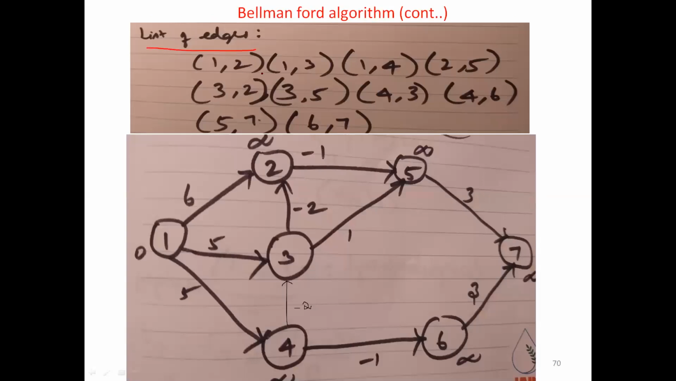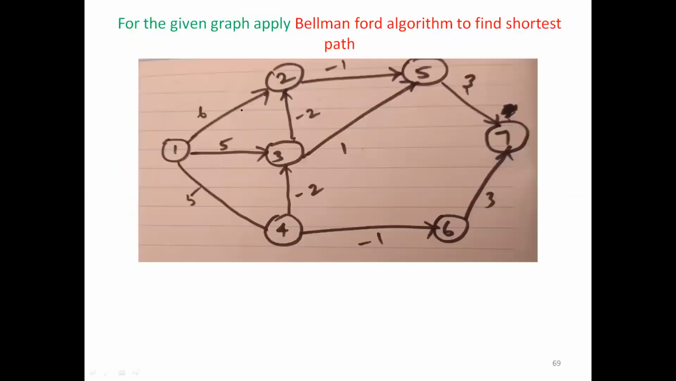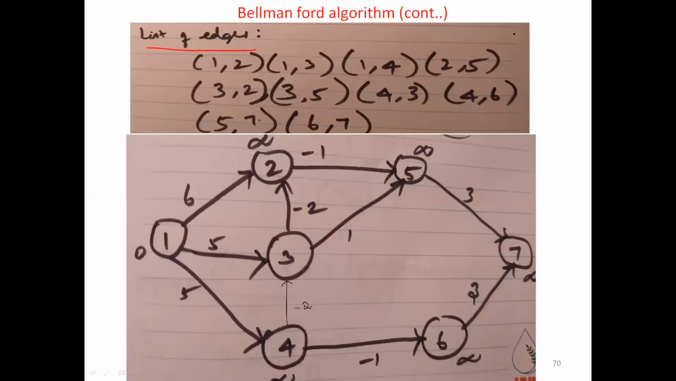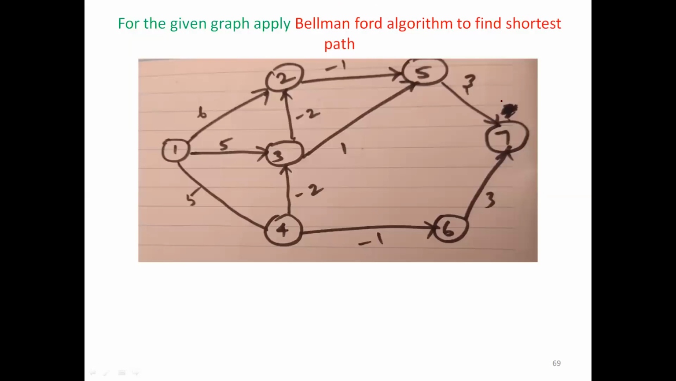So 1 comma 2, 1 comma 3. It means that it's a pair of vertices where it is connected. Like 4 comma 6, so it is connected. 4 comma 6 is connected. 6, it is connected like that.